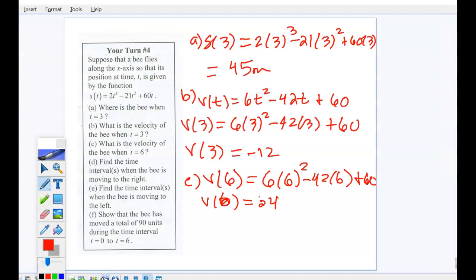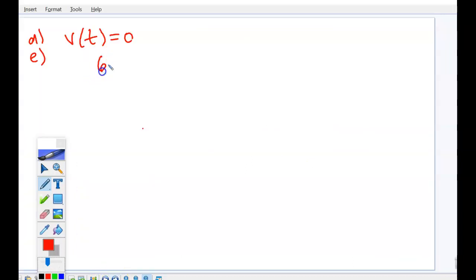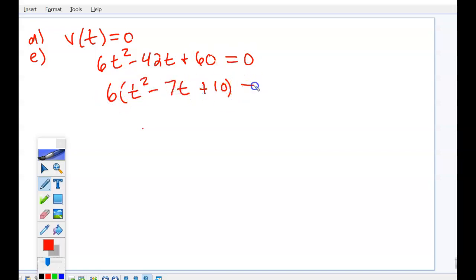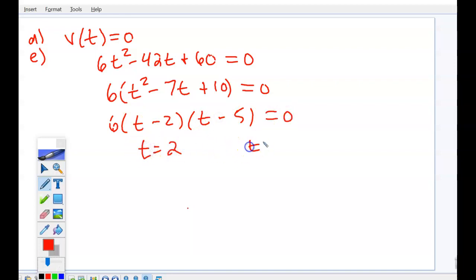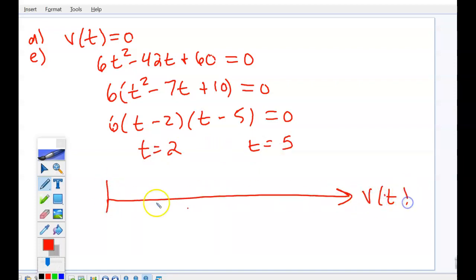So I'm going to take my velocity function, which is 6t squared minus 42t plus 60 and set it equal to 0. So if I factor a t out, I get the following, and this factors into t minus 2, t minus 5. So I get 2 times when t is 0 at 2 and 5. So now I'm going to do a velocity number line, and the lowest I can go is 0 because I can't have a negative time here.